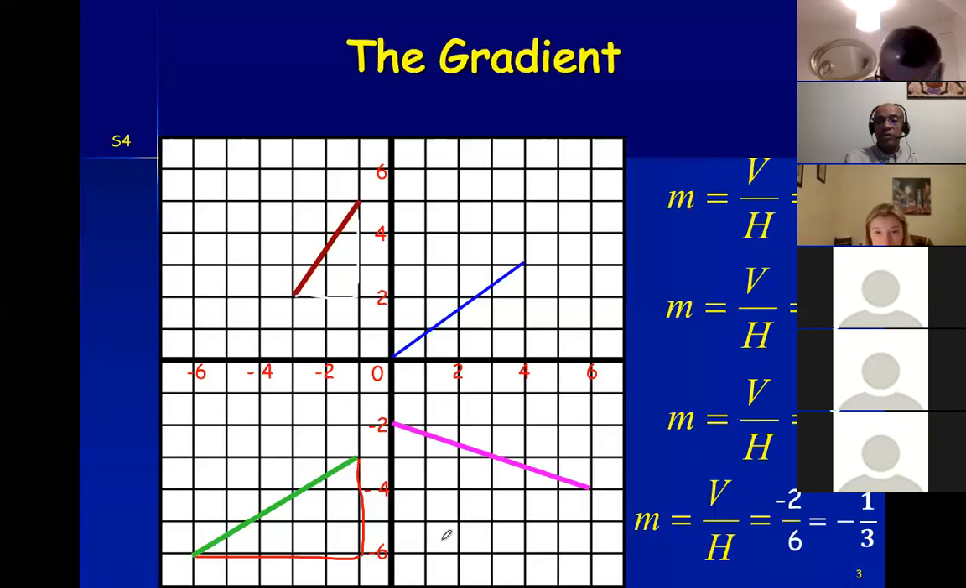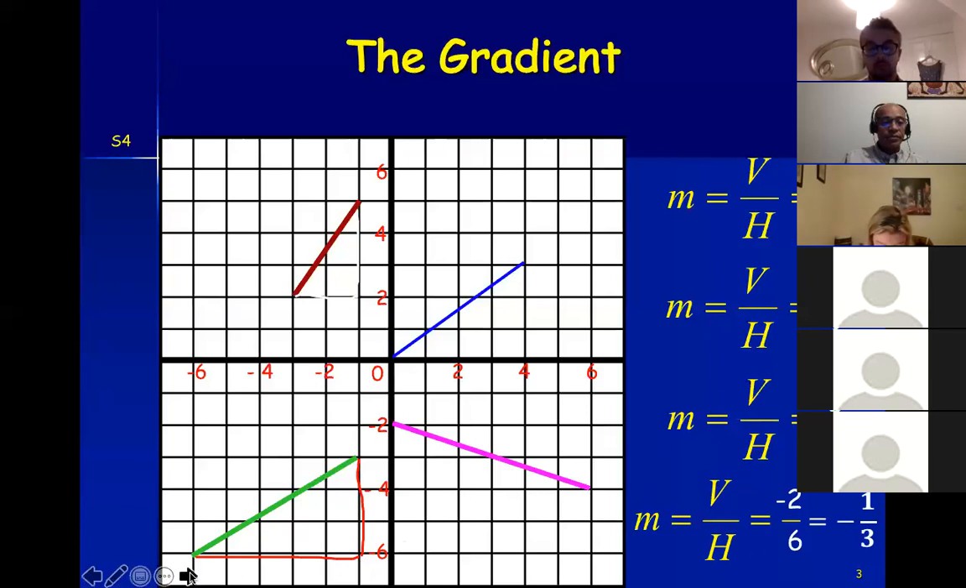So if someone tells me I've got a gradient of -1/3, I know that this is going down, and for every 1 step along, I'll be going down by 3. Can you see that? 1/3. So that line there, if I had stopped there, I could have given you the gradient. If you go 2, you'll go 6. If I go 3, you'll go 9. So that ratio is the same. So no matter how long your line is, the gradient will always be the same.